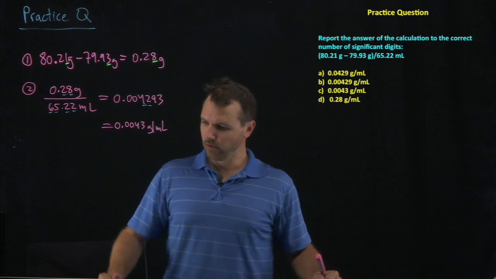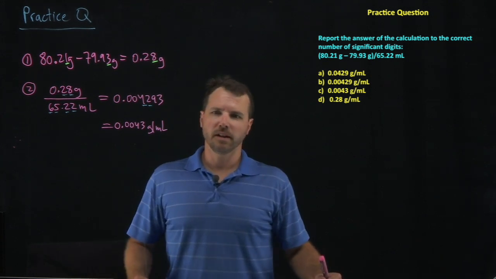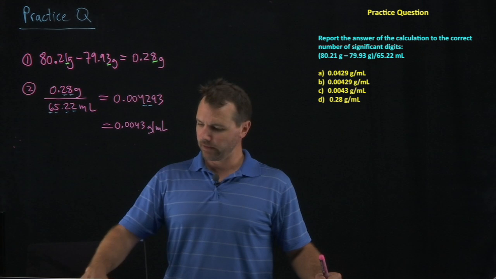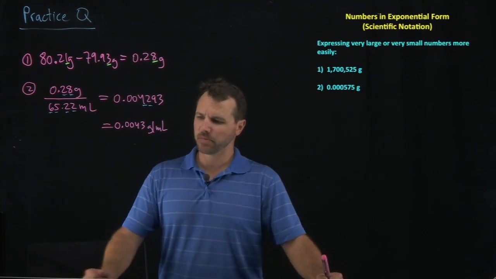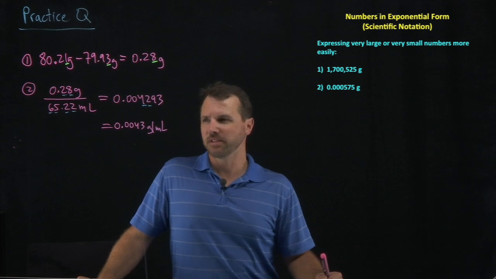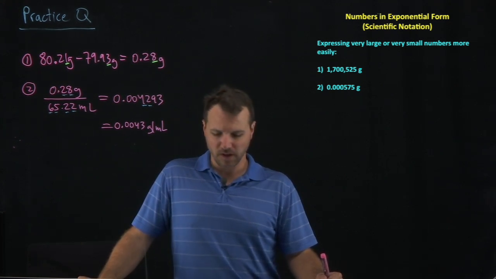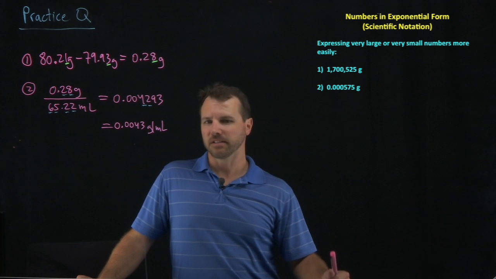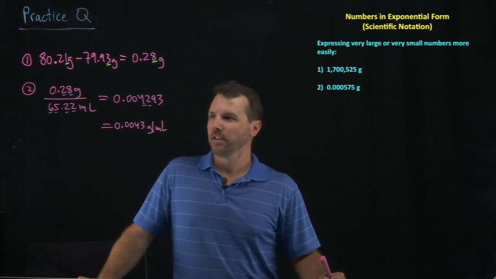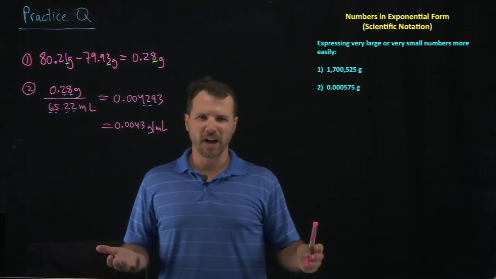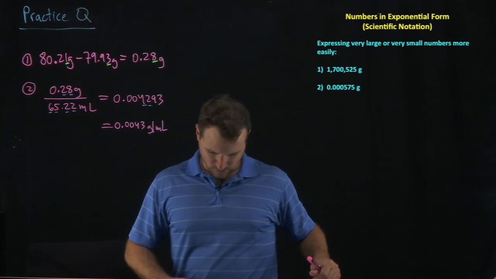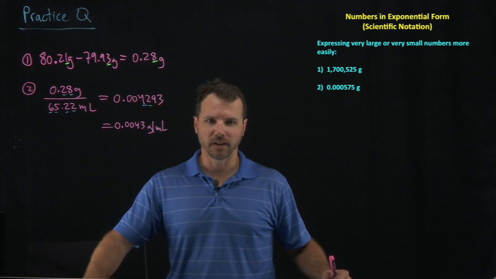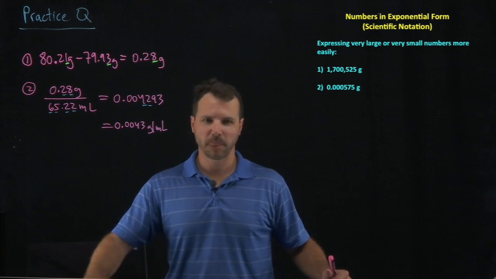All right, so now that we can deal with sig figs and rounding, we want to move on to dealing with numbers in exponential form. So this is another very common skill that you want to be practiced with as you go into Chem 1. So the question is, well, why do we want to use exponential form? So I think I have a couple of examples.